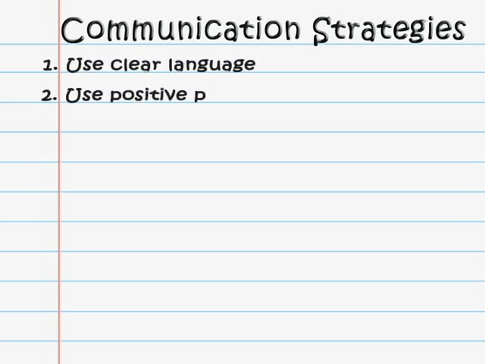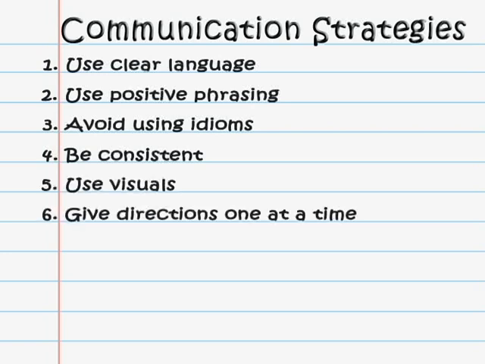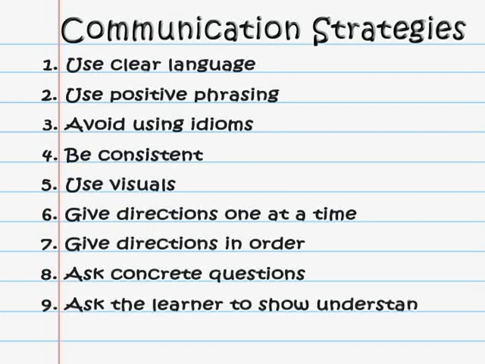In this module, we have highlighted 10 communication strategies. Use clear language. Use positive phrasing. Avoid using idioms. Be consistent. Use visuals. Give directions one at a time. Give directions in order. Ask concrete questions. Ask the learner to show understanding. And allow more time. These strategies will help all learners in the class, including those with FASD.